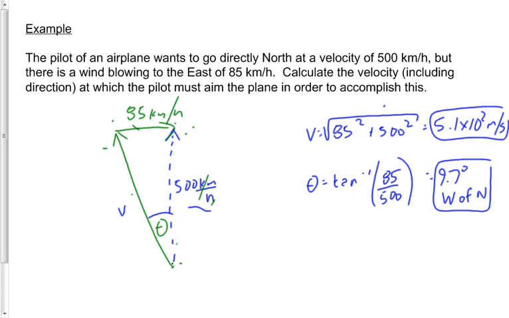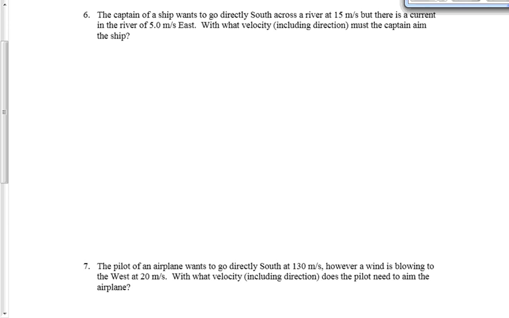I'd like you to take a look right now, please, at questions 6 and 7 on your worksheet. Taking a look at question number 6, we'll set it up here at the very least. It says the captain of a ship wants to go directly south. Colleen, if the captain of the ship wants to go south, is that a solid or a dotted line vector? That's a dotted line vector, right? So let's draw a dotted line vector to the south. We'll assume that the ship actually goes where we want it to go. So it's going to the south at 15 meters per second.